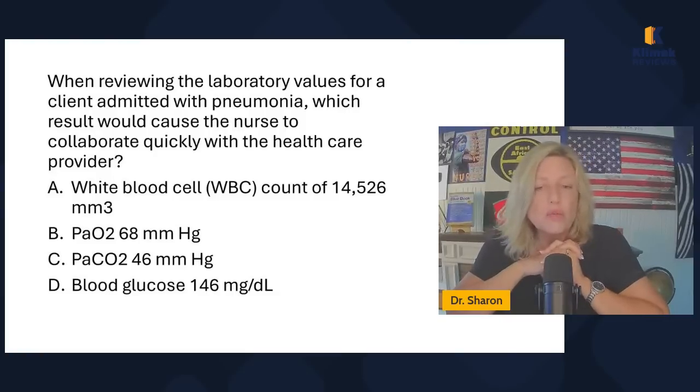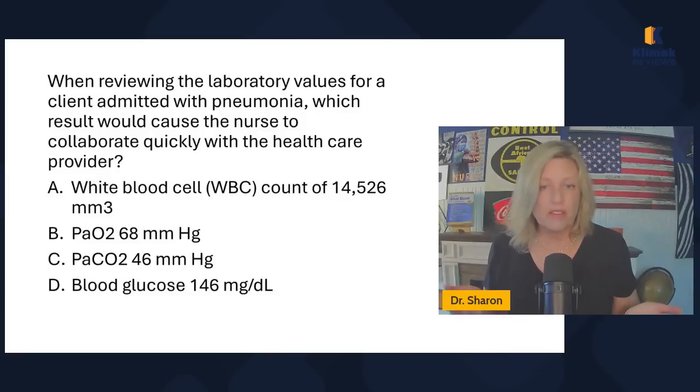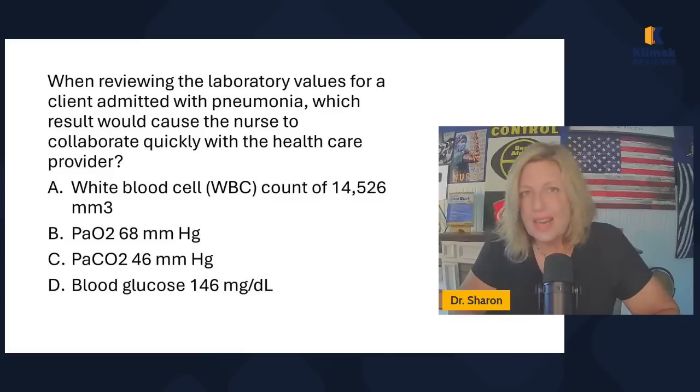So blood glucose 146, that's high, but it may be high because of a stress response. Our stress hormones elevate blood sugar so that we have more energy to fight off the infection. So I'm not that concerned about D. It's not necessarily expected, but it's also not dangerous. The white count is 14.5, right? Do you expect elevated white count with pneumonia? Absolutely. So that's expected.